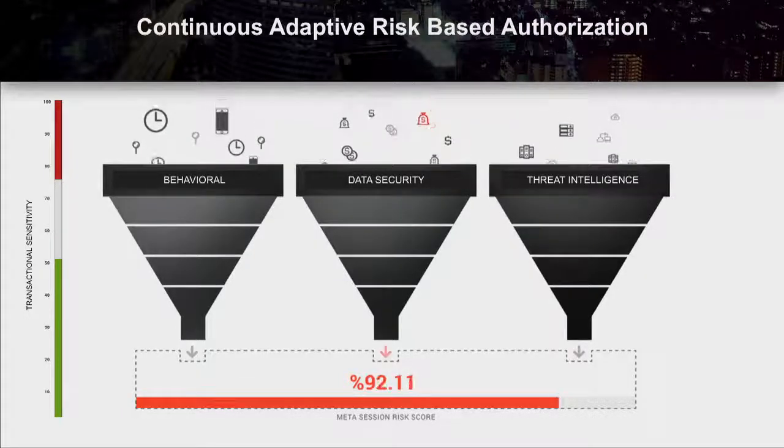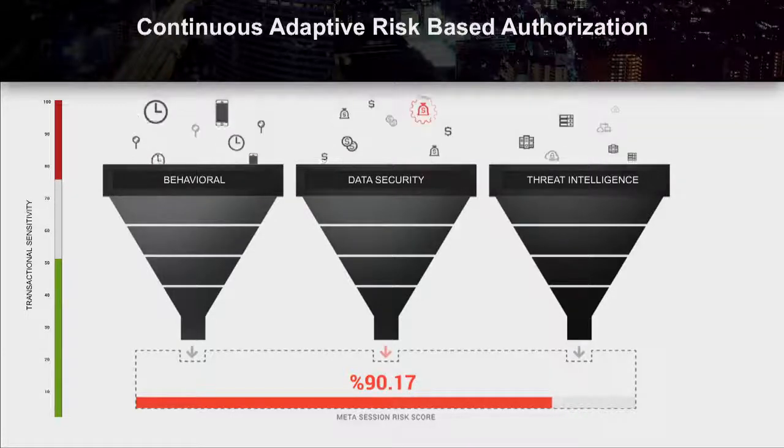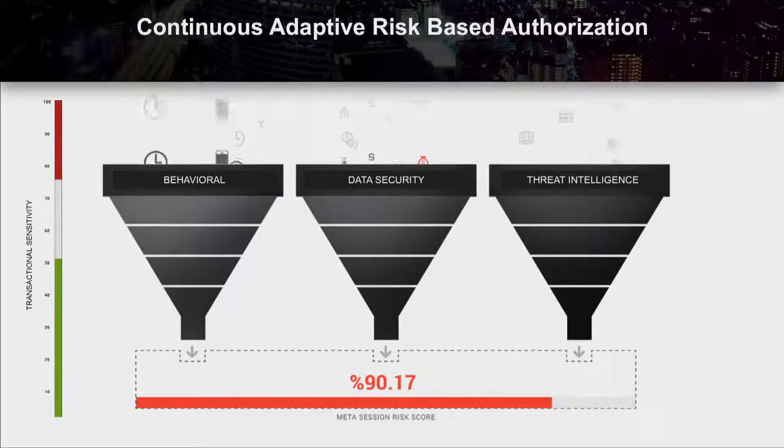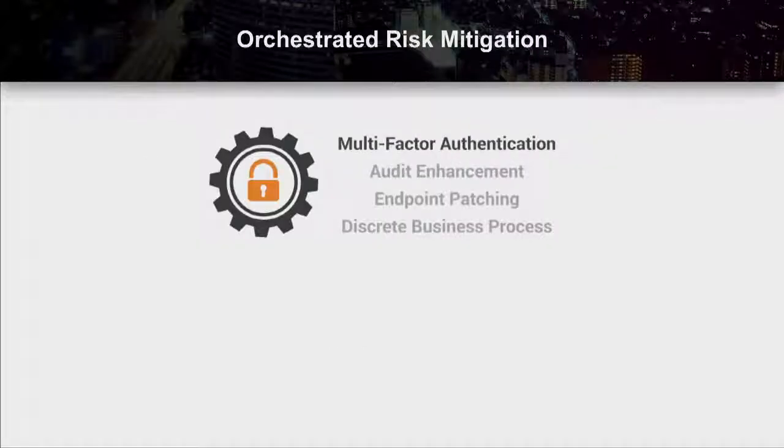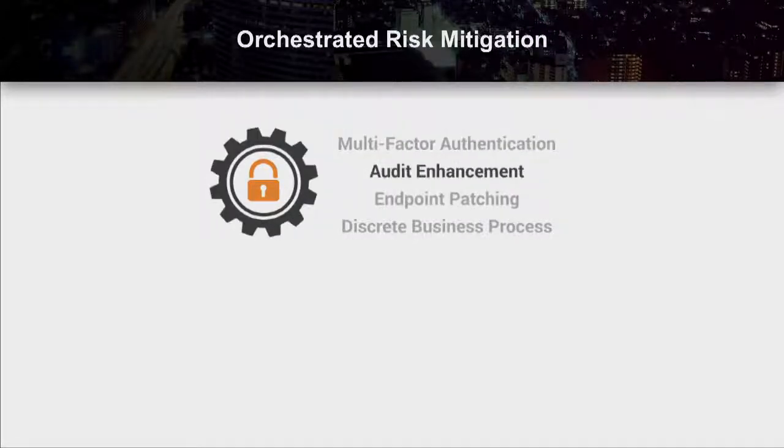Then when we see an anomaly, as we see coming down now and through the data security, you know what? The risk factor goes off the scale. So let's do an orchestrated risk remediation. What that means is in the middle of your transaction, we're going to pause and say, uh-oh, things look fishy. What can I do to either increase the trust or reduce the risk of those transactions?